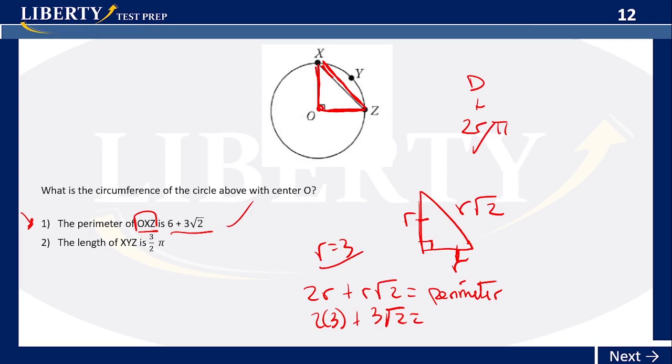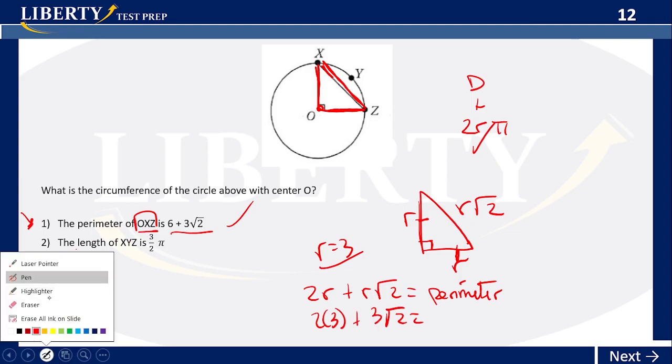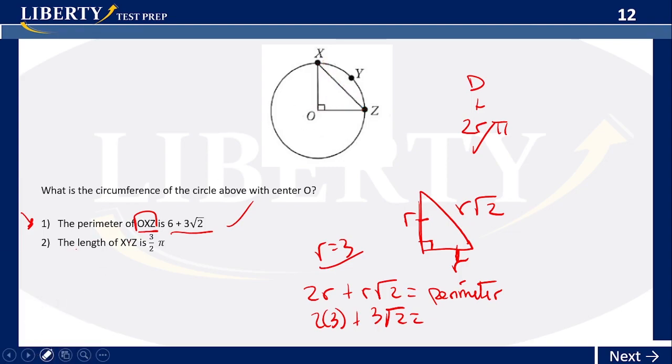Okay? Fairly easy. Now, here, number 2, let's erase this here. They say, let me change colors to blue. The length of xyz, this is what we call an arc. The arc xyz is 3/2 pi. Can we get it from there? Yes. Why? Because we say, okay, 90 degrees, rule of 3 simple, right?